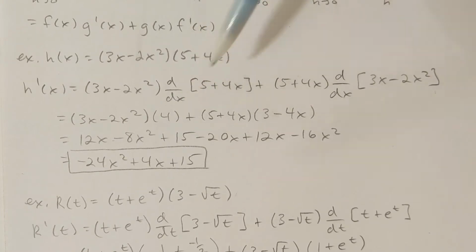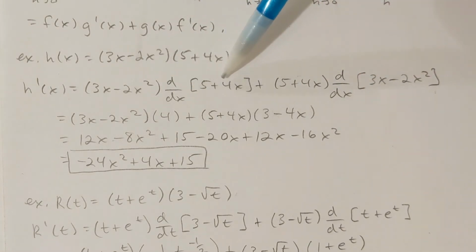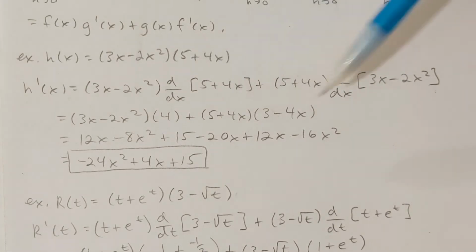Derivative of 5 is 0. And the derivative of 3x minus 2x squared, that'd be 3 minus 4x. Okay, and of course, remove the d/dx notation. You've now calculated the derivative of these two things here. And now at this point, it just becomes a process of simplifying as far as you can go.